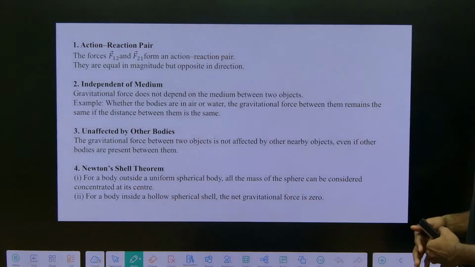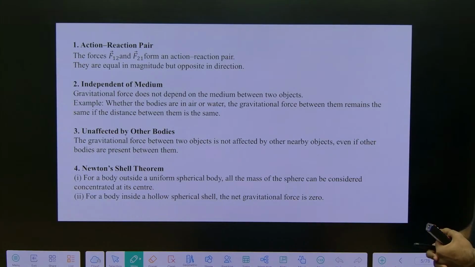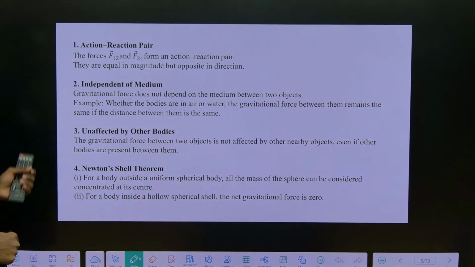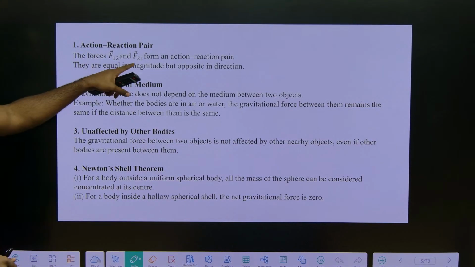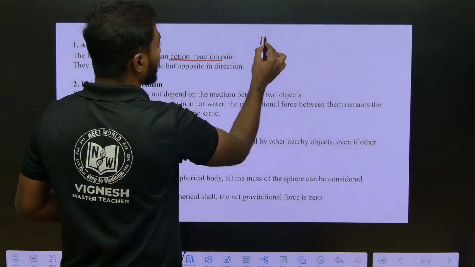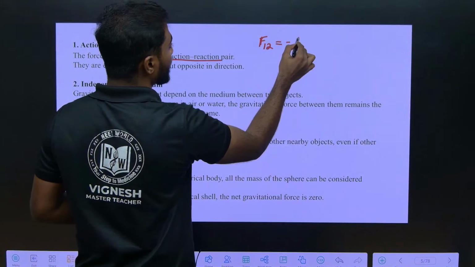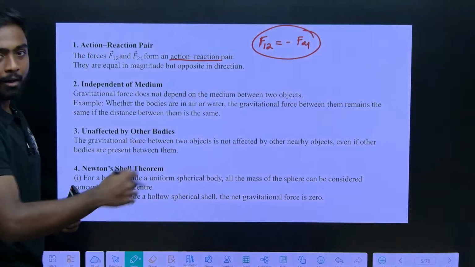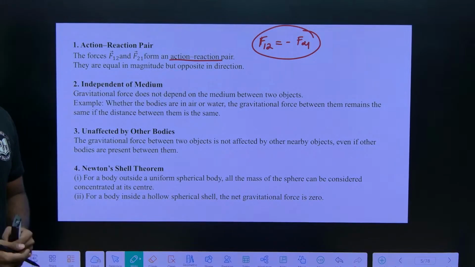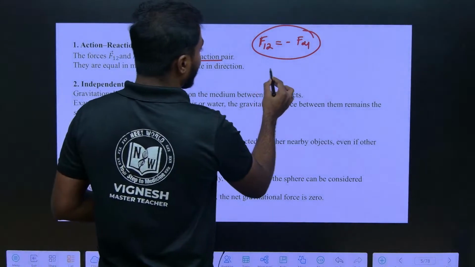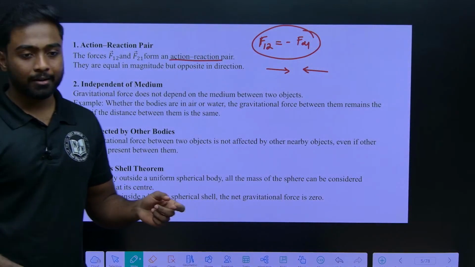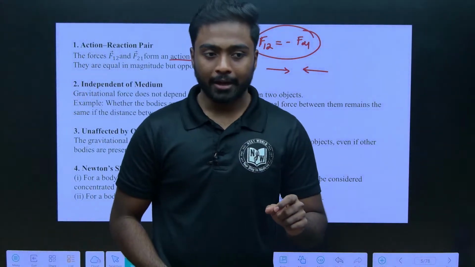Here are some points about the gravitational force. Action and reaction pair. The forces F12 and F21 form an action and reaction pair, like F12 equals minus F21. Action and equal and opposite reaction. They are equal in magnitude but opposite in direction. When we are talking about vectors, we need to talk about the direction also, as a vector has both magnitude and direction.